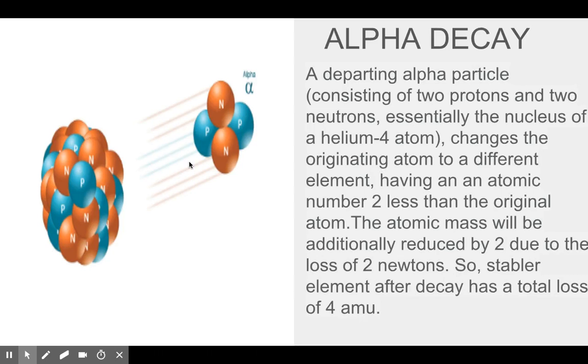When the alpha particle escapes, there is a decay in the original atom. We see a loss of 2 protons, so now the atom has a new identity. It's a completely different element. Also, this new element has not only a loss of protons, but also a loss of mass. So overall, this new element will show a loss of 4 atomic mass units when compared to the first element. This is alpha decay.